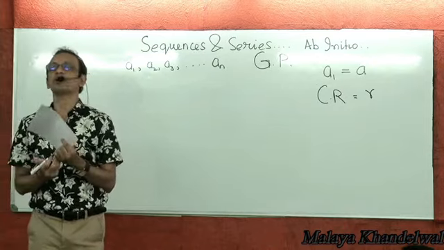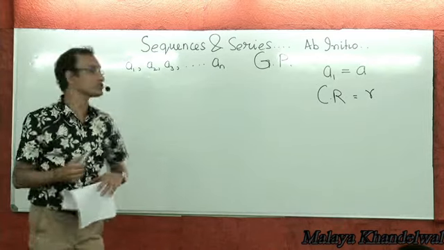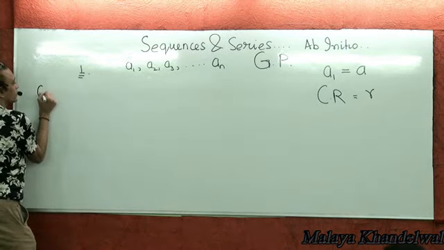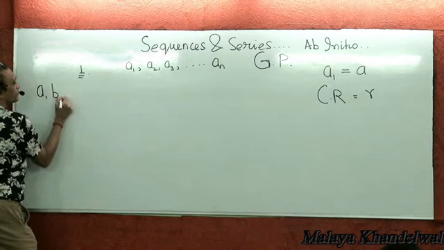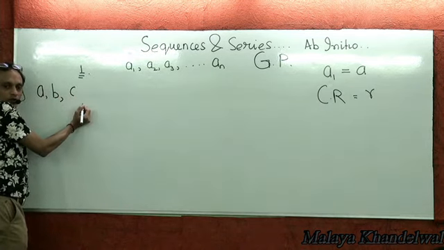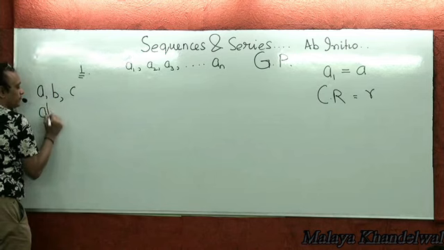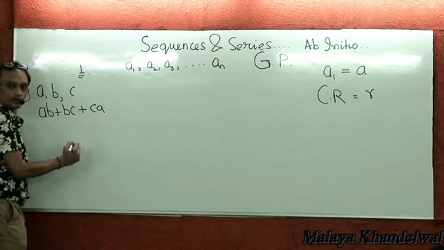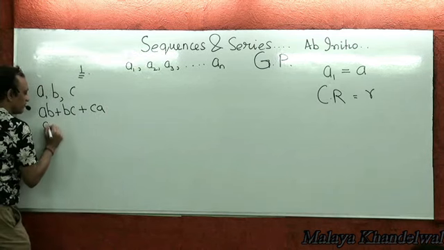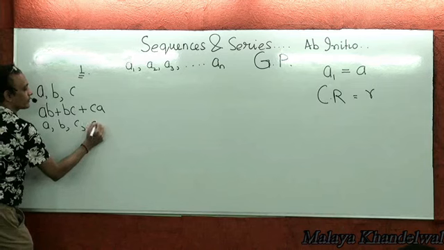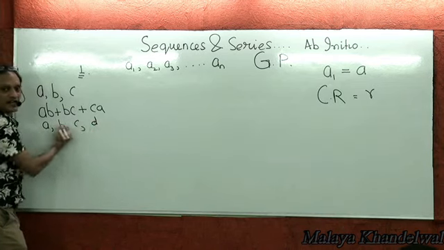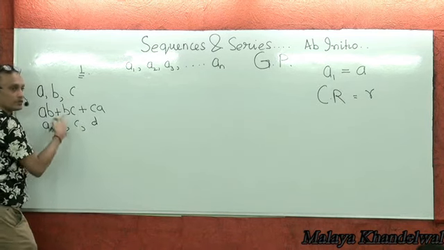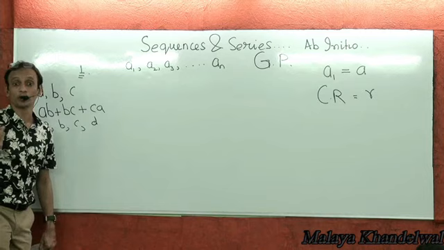We want to find the sum of the products taken two at a time. First of all, understand what is meant by sum of the product taken two at a time. Suppose I have three numbers A, B, C. Then the sum of the product taken two at a time is AB plus BC plus CA, right? Suppose I have A, B, C, D. Then it's going to be AB, BC, CD, DA, etc. All such, there will be 6 combinations that you will get. So this is what is meant by sum of the product taken two at a time.